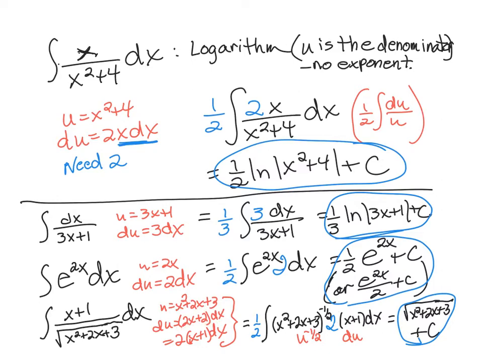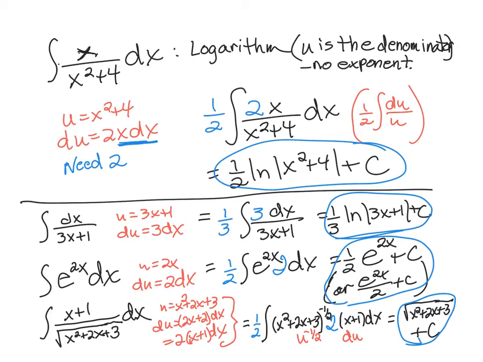Find the derivative. Now the derivative of x squared plus 2x plus 3 is 2x plus 2. I don't have 2x plus 2. I only have x plus 1. So what I did was I factored the 2 out of this, and there's my x plus 1. So I have the x plus 1 in the dx.